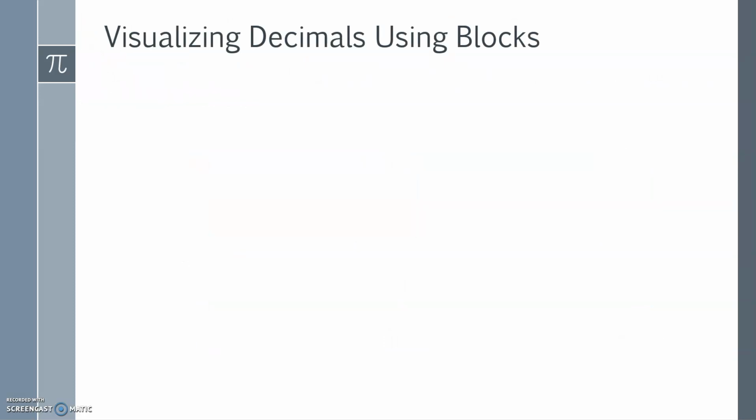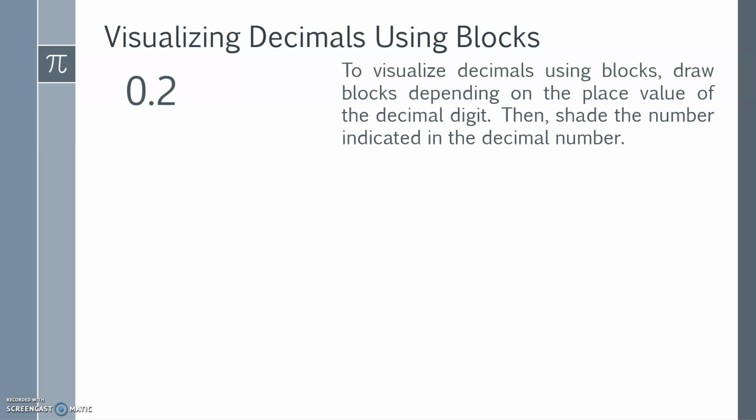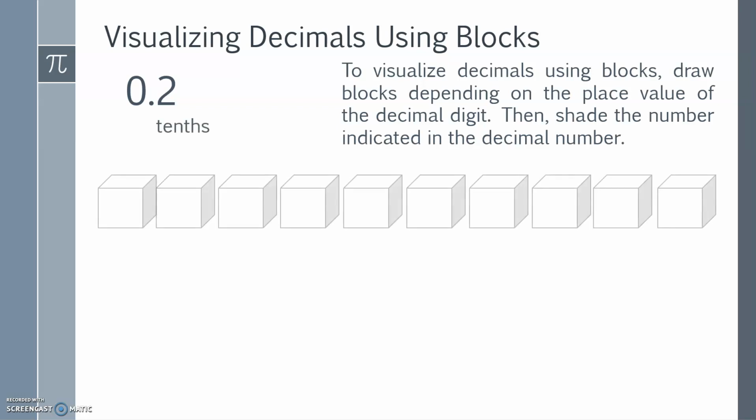Next, how do we visualize decimals using blocks? So, let's say we have 2 tenths. So, sabi dyan, to visualize decimals using blocks, draw blocks depending on the place value of the decimal digit. Then, shade the number indicated in the decimal number. So, una nating gagawin ay mag-draw ng blocks depende sa place value. So, since yung 2 natin, ang place value niya ay tenths, gagawa tayo ng 10 blocks. So, we have 1, 2, 3, 4, 5, 6, 7, 8, 9, and 10.